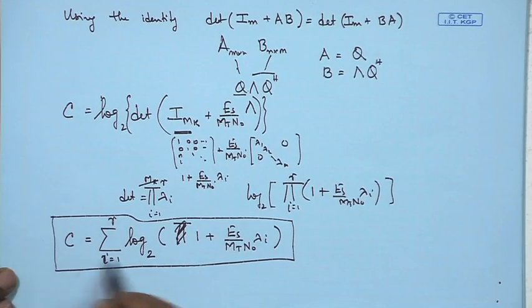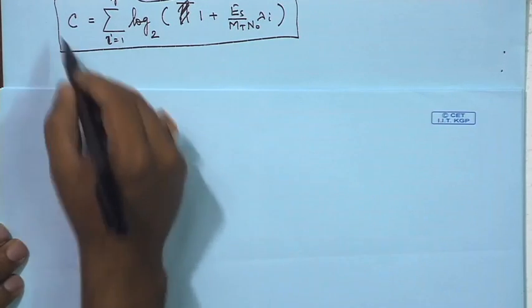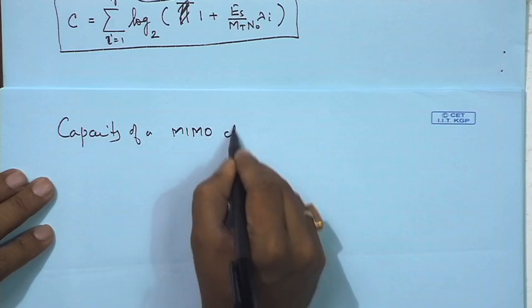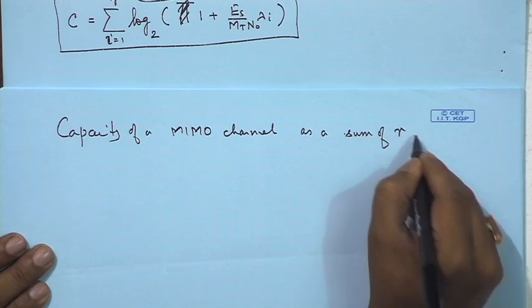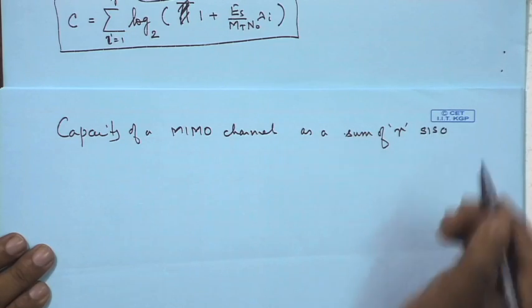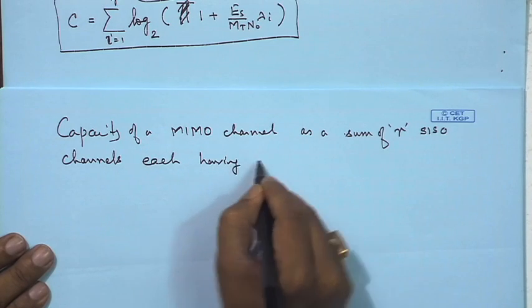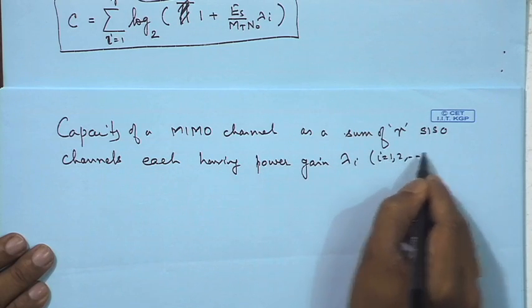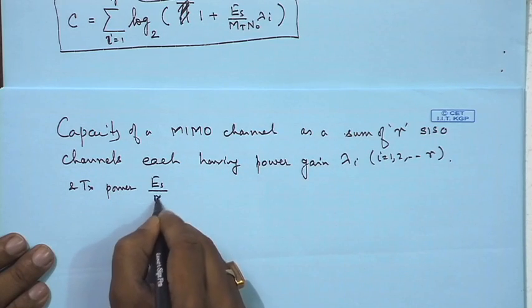So, if we take a careful look at this particular expression, what can we say about it? This is very interesting: the capacity of a MIMO channel you can say is a sum of r number of SISO channels, each having power gain lambda i, for i equals 1 up to r, and transmit power Es upon mt.